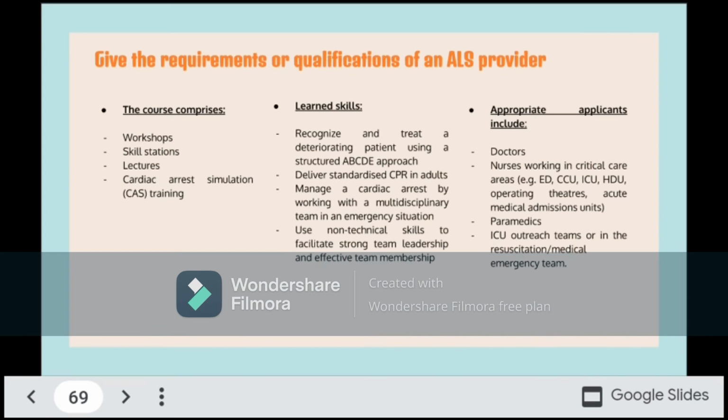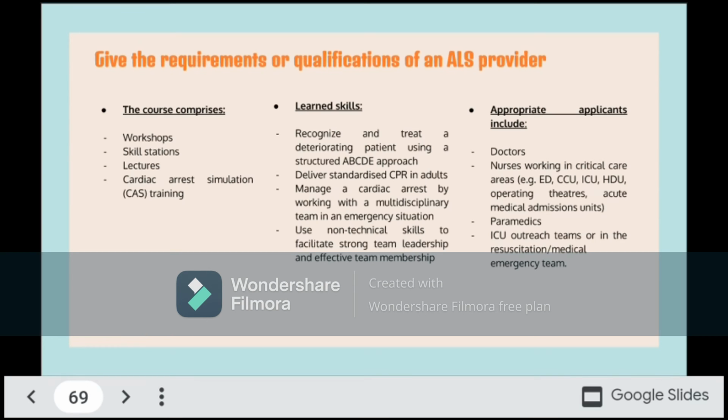working with a multidisciplinary team in an emergency situation, while using non-technical skills to facilitate strong team leadership and effective team membership. So these individuals have to learn to work with each other. It requires team effort to be able to carry out the procedures effectively and properly. So, who are the appropriate applicants?